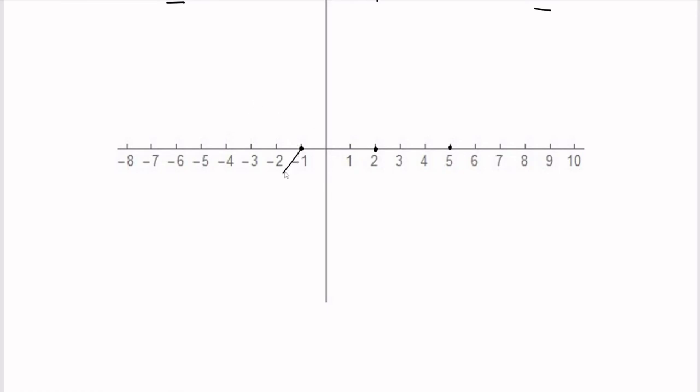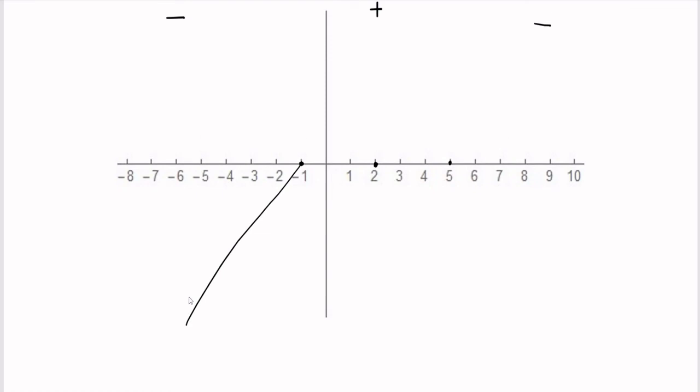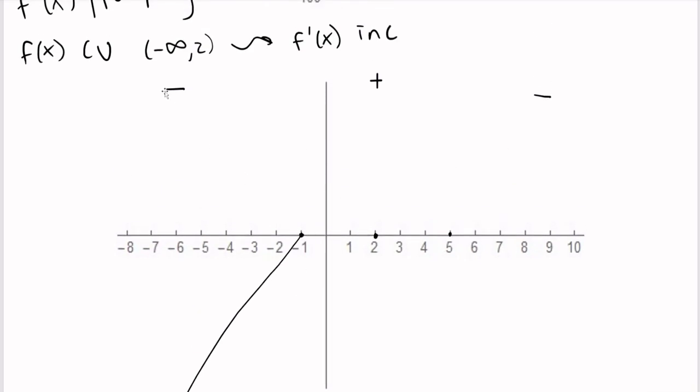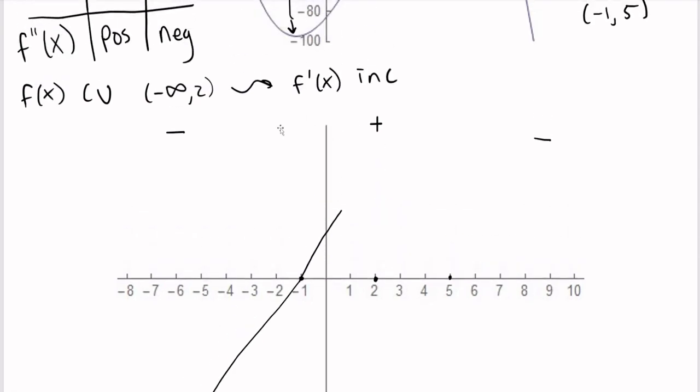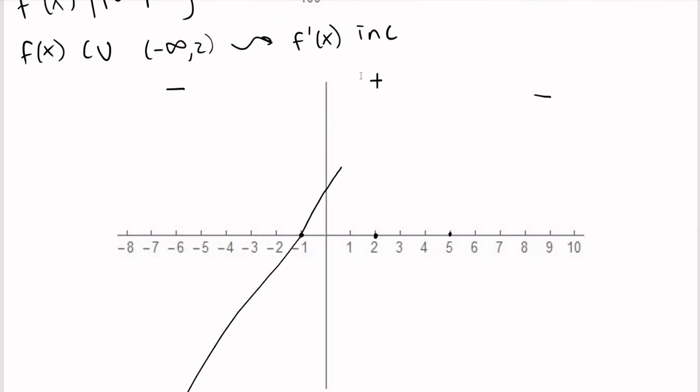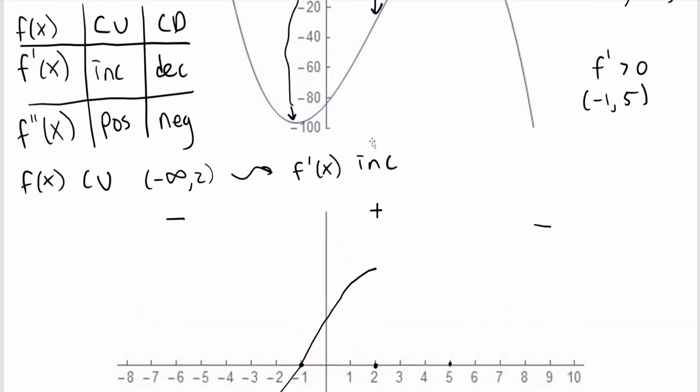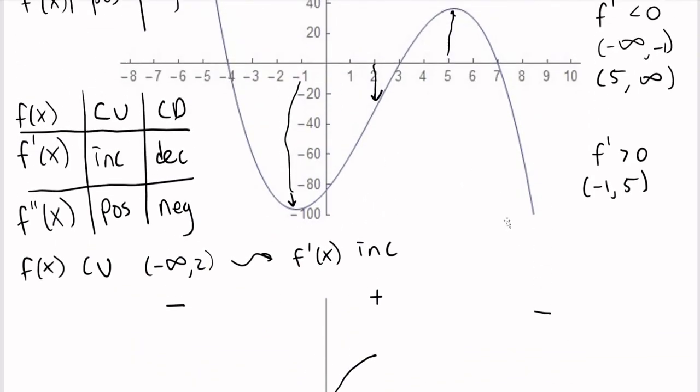So here I go. Okay, then what happens? As soon as I hit negative 1, right when I go past it, I'm going to be positive. Okay, I can keep doing that. But then, remember, when I hit 2, I need to switch from increasing now to decreasing. So here, boop, there's 2. Okay, and then what's going to happen? Well, we've got to figure it out.